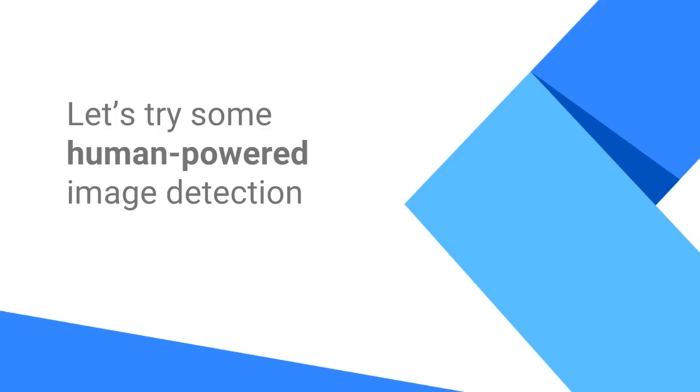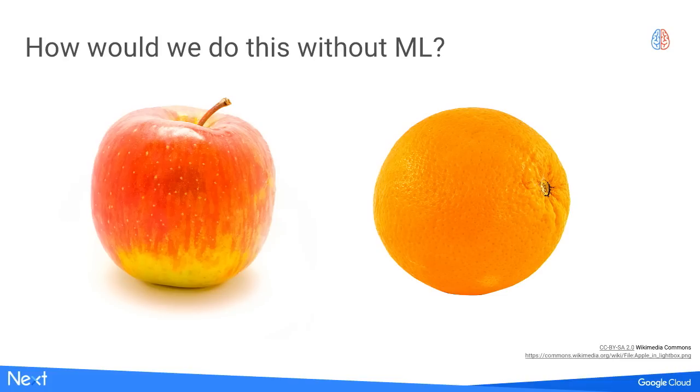Let's take a step back and try some human-powered image detection. We'll take this picture of an apple and an orange, and say we were going to start writing an algorithm that would identify the difference between these two. What are some features that you might look for? You can shout it out. Color, I heard a bunch of color. Shape. Texture. Lots of good ones.